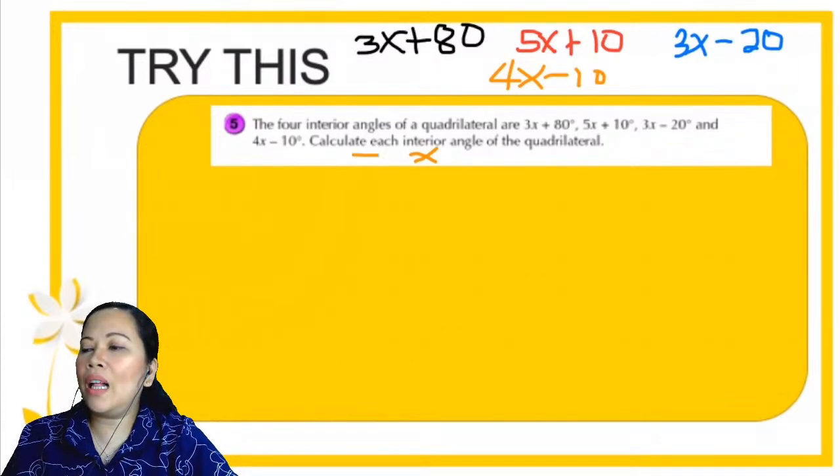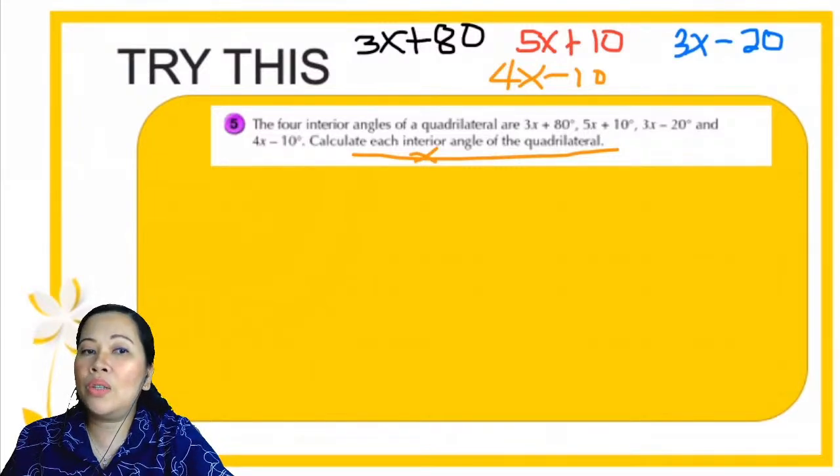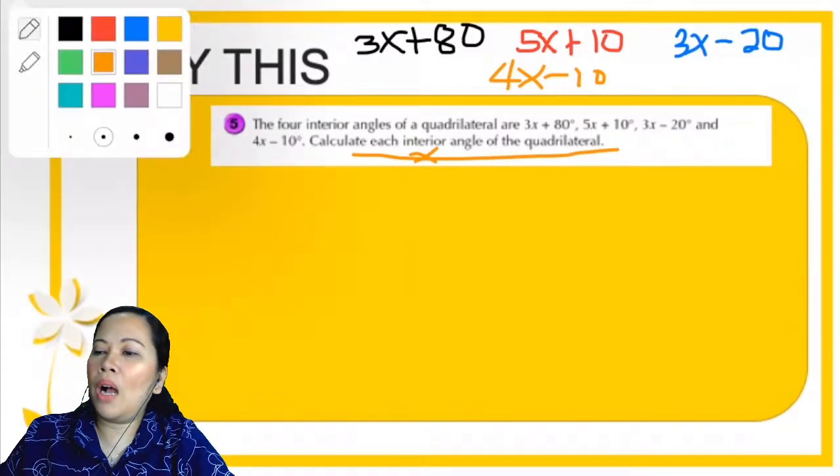It says here, calculate each interior angle. If you are asked to find each interior angle, all you have to do is substitute your x later. So how do we solve this?